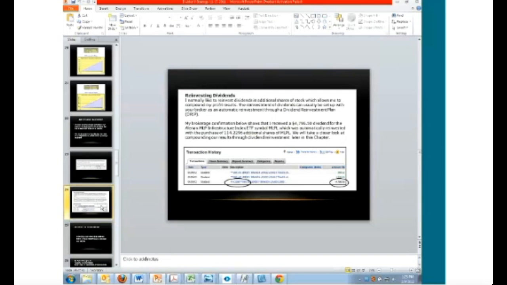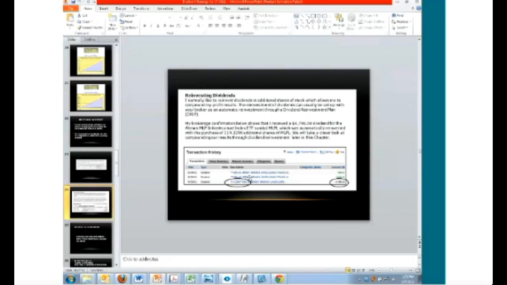I have this set up for automatic reinvesting of the dividends in additional shares of stock, and that's referred to as a DRIP program, dividend reinvestment program. You can set that up with your broker, and then when you receive a dividend, it's just automatically reinvested in additional shares of stock with no brokerage fee involved.